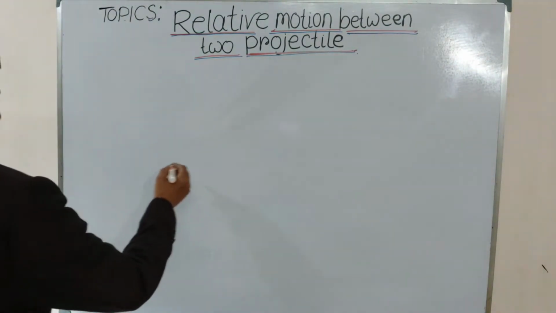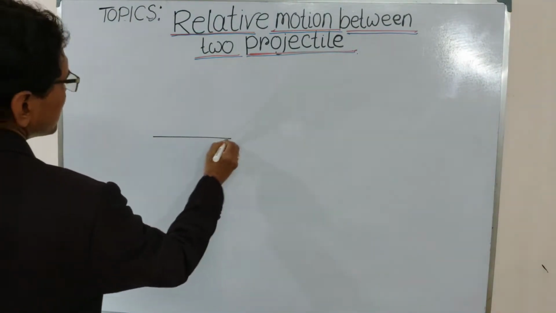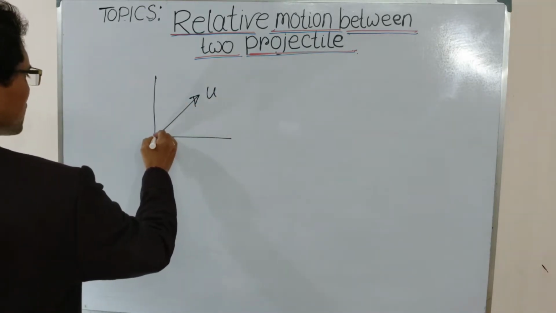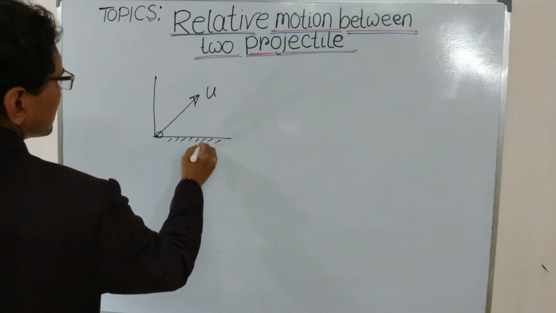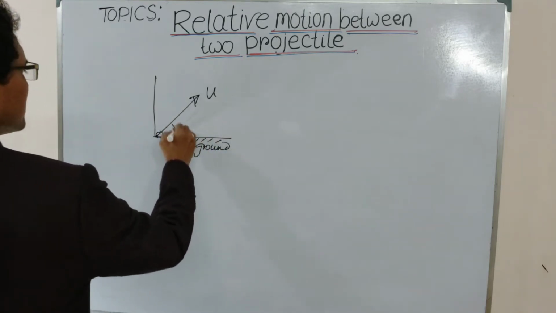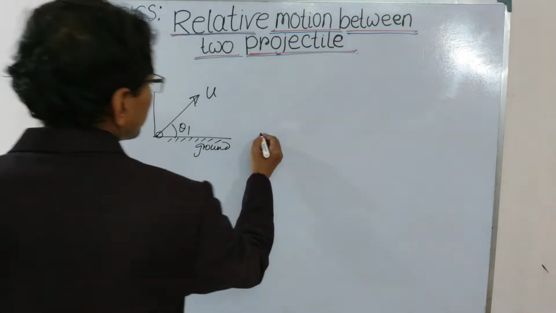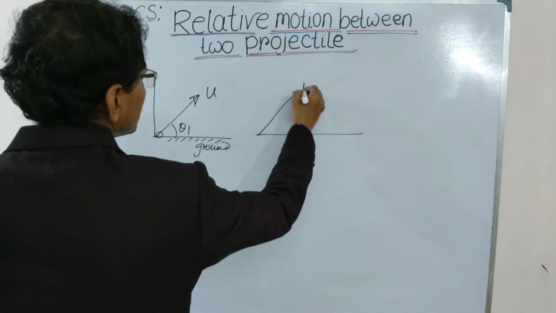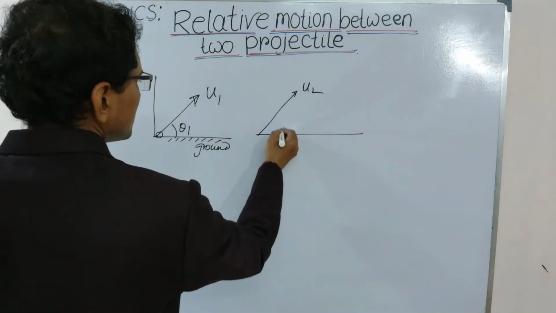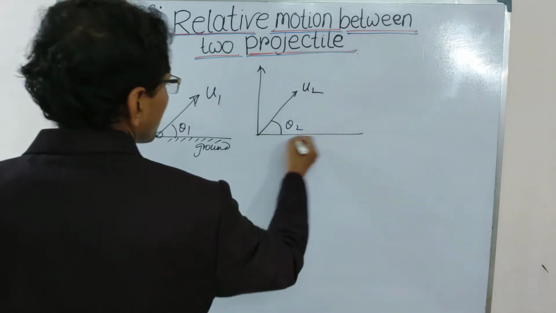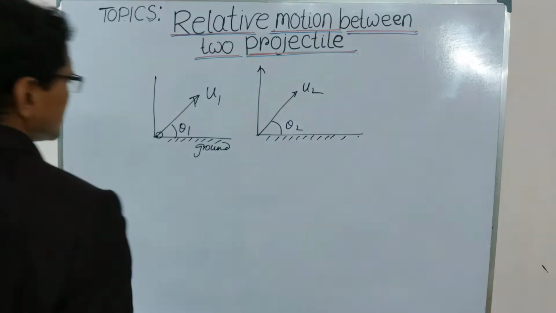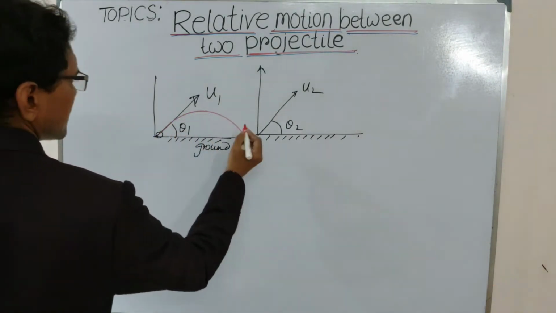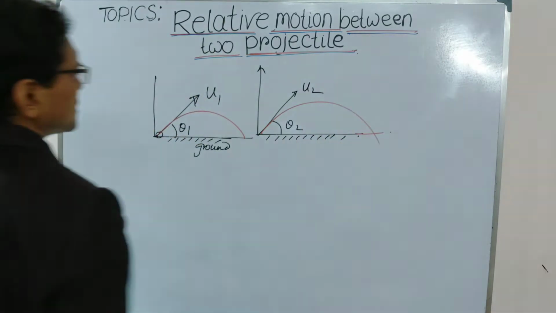Suppose two bodies are projected from the ground. One particle is projected from the ground with velocity u1 at angle θ1, and another particle is projected with velocity u2 at angle θ2 from the ground. Now the path of this particle will be this and the path of this particle will be this, suppose.